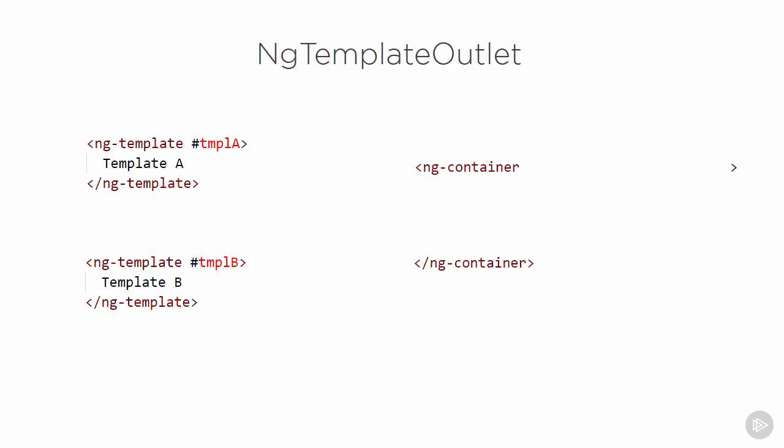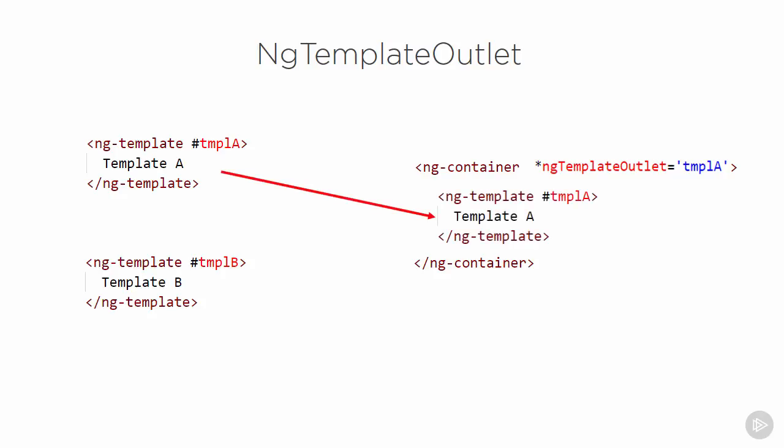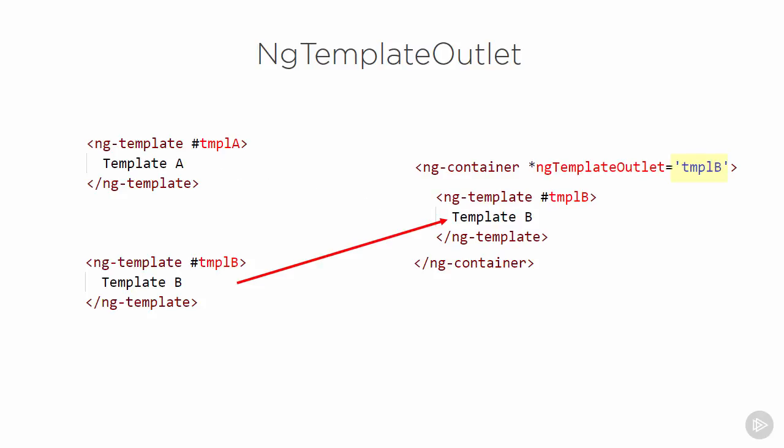If we define a place for templates to be injected using ng-container to avoid adding additional items into the DOM, and use ngTemplateOutlet to specify a template using the template reference variable assigned to that template, Angular is going to grab that template and inject it into our ng-container. If we change the template pointed to by the ngTemplateOutlet, Angular will change the displayed template.